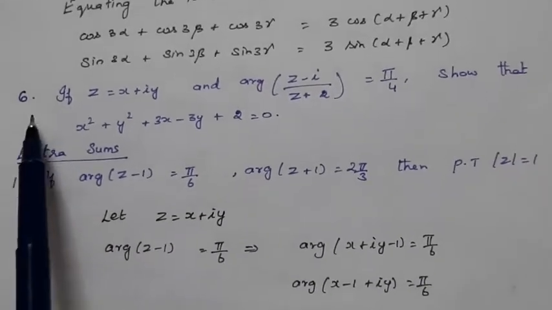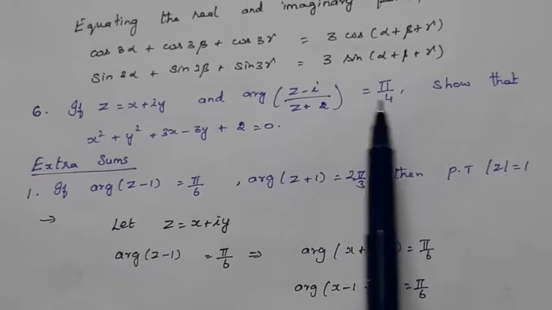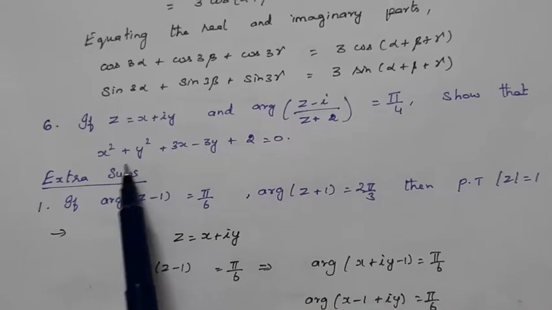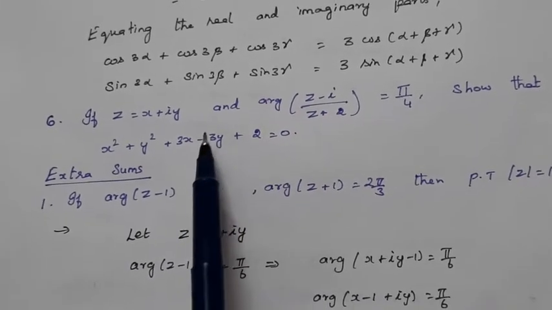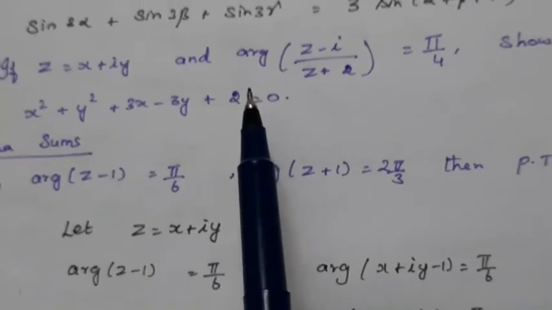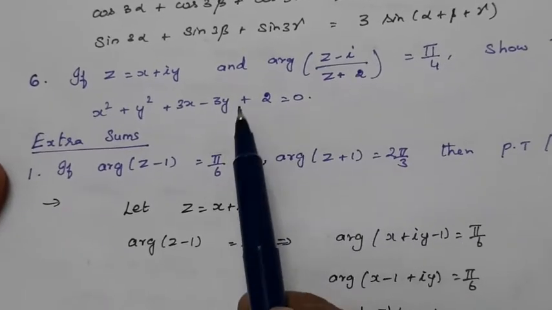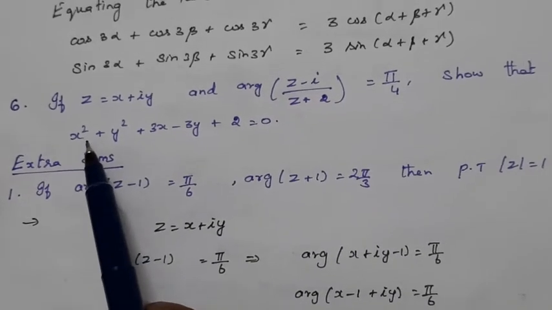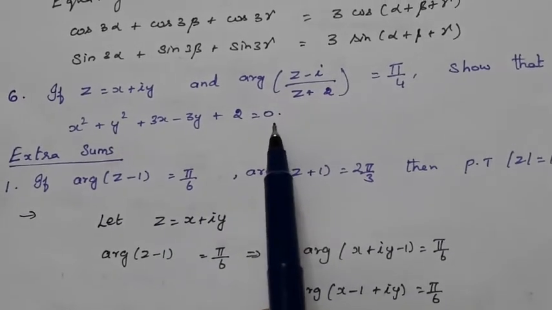Next, the sixth one: if z is equal to x plus iy and the argument of z minus i by z plus 2 is equal to pi by 4, show that this condition holds. So, you have to do just like the previous problem. Just like example 2.27, do the problem and then check whether you get the locus. The final answer is x squared plus y squared plus 3x minus 3y plus 2 is equal to 0.